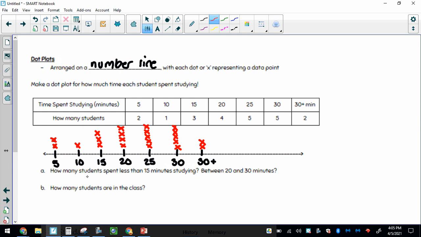All right, so here, how many students spent less than 15 minutes studying? So remember, if it just says less, we're not counting the 15 minutes. So there are 3 dots that are less than 15 minutes.